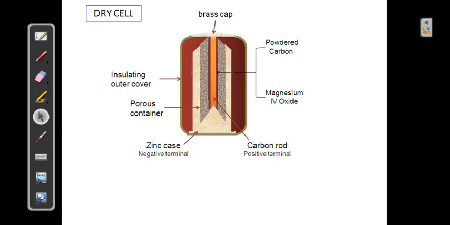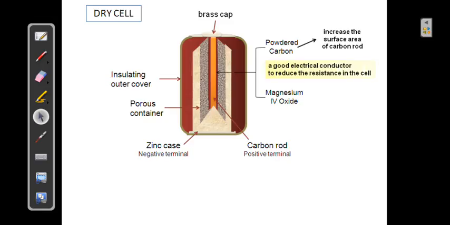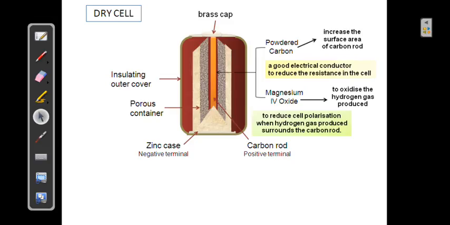Now of course there must be a reason for doing this. The powdered carbon is a good electrical conductor which will help reduce the resistance in the cell. At the same time, it will increase the surface area of the carbon rod. Then what about the magnesium? The job of magnesium is to oxidize the hydrogen gas that is produced. This is to reduce the cell polarization when hydrogen gas produced surrounds the carbon rod.